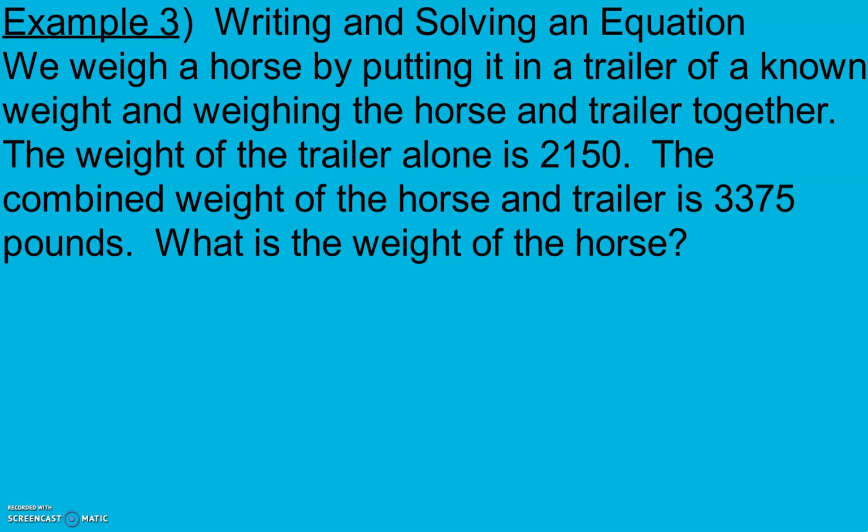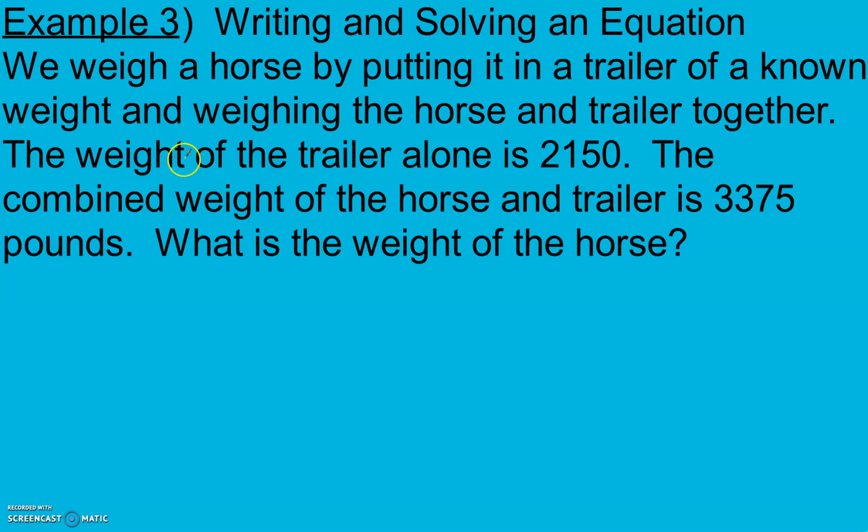We can weigh a horse by putting it on a trailer of a known weight and weighing the horse and trailer together. The weight of the trailer alone is 2,150 pounds. The combined weight of the horse and trailer is 3,375 pounds. What is the weight of the horse?